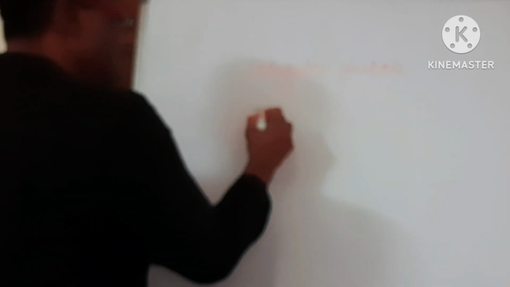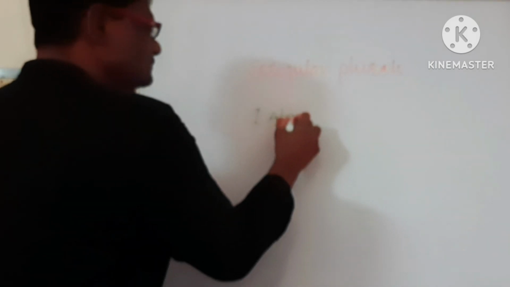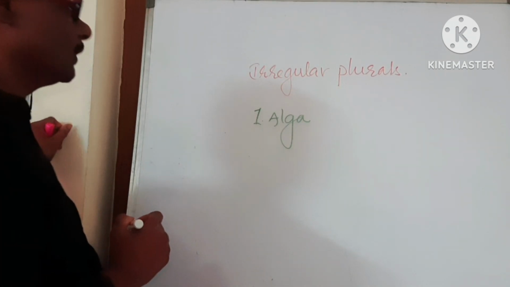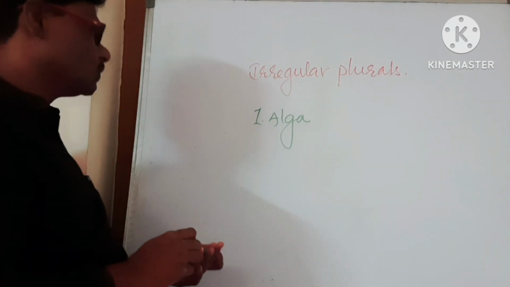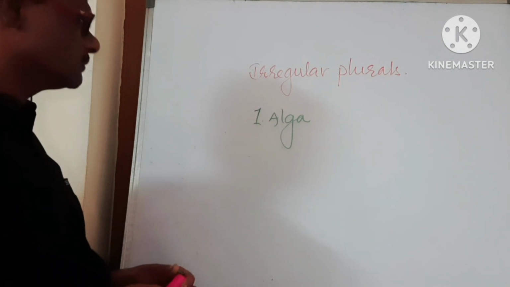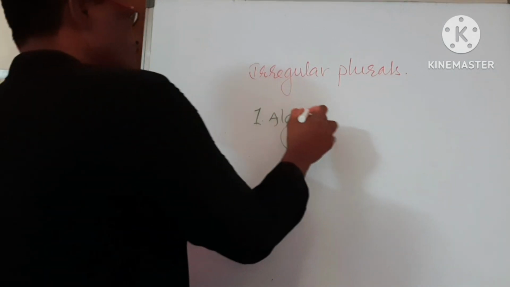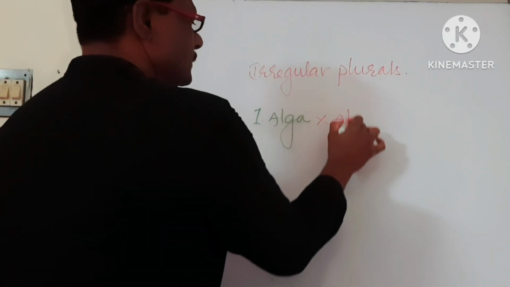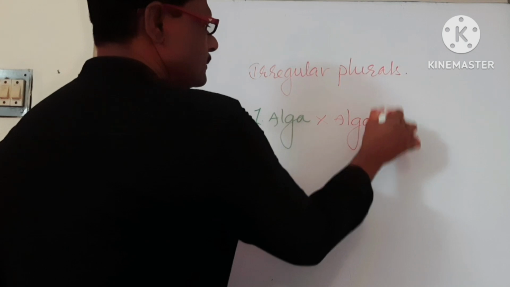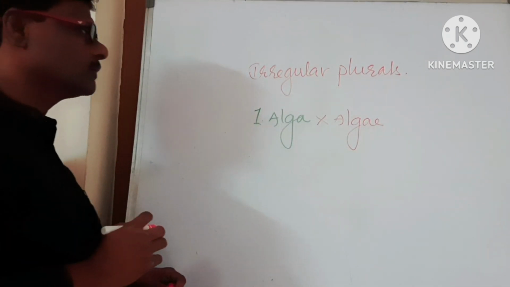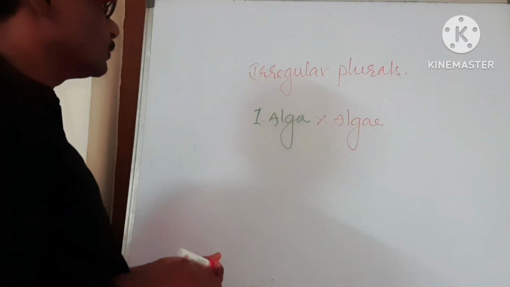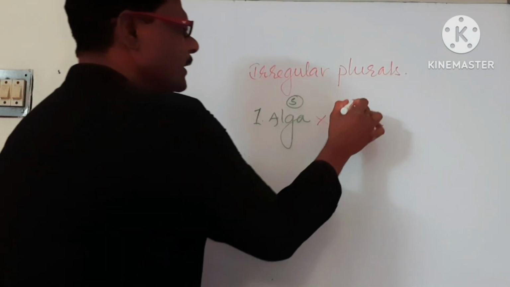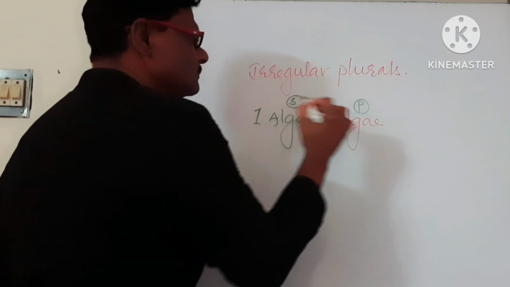Number 1: Alga. What is that? A-L-G-A, alga. Do you know the plural word of alga? What is the plural word of alga? Algae. Alga is singular, algae is plural.